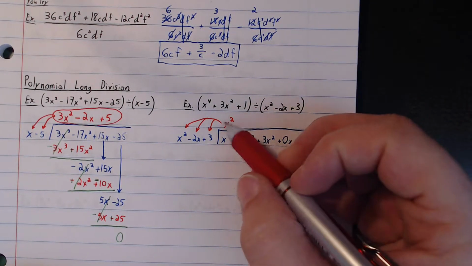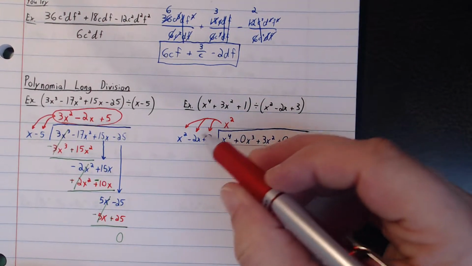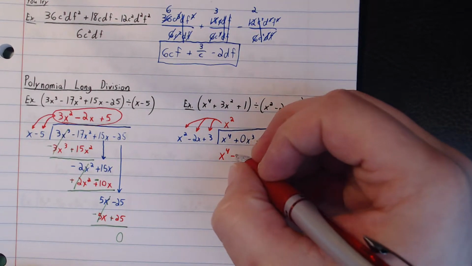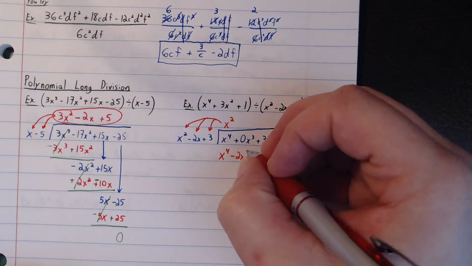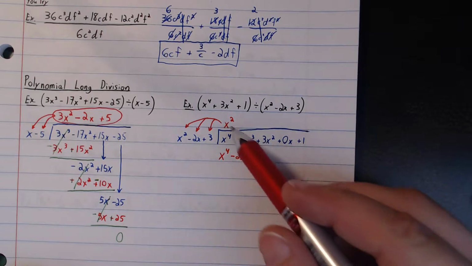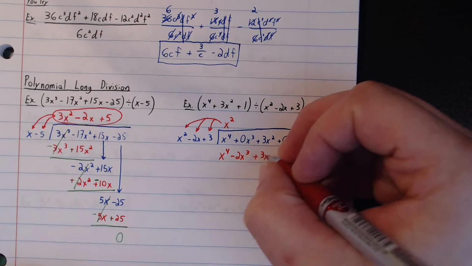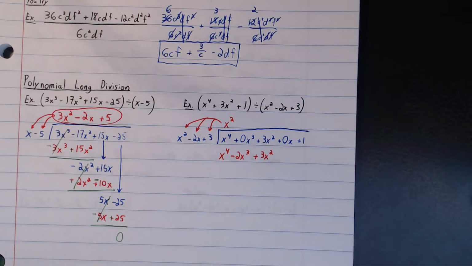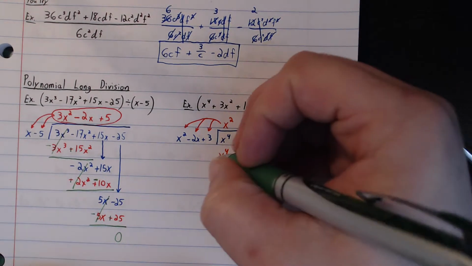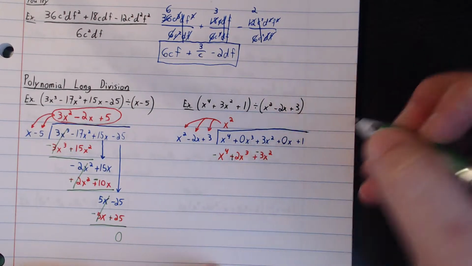Okay, so we have x squared times x squared is x to the fourth. X squared times negative 2x is negative 2x to the third. Right, 1 and 2 is 3. Here, x squared times 3 is 3x squared. A very important step of changing your signs. That becomes negative, that becomes positive, that becomes negative.